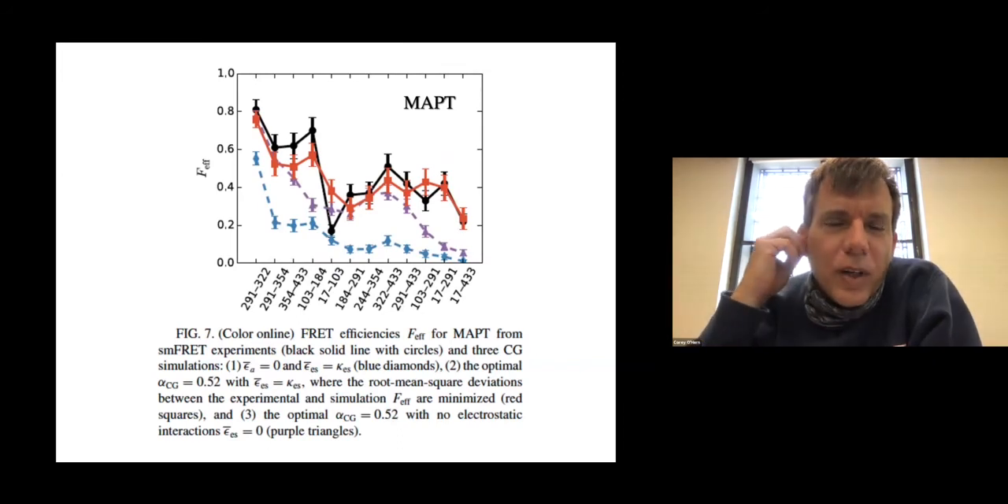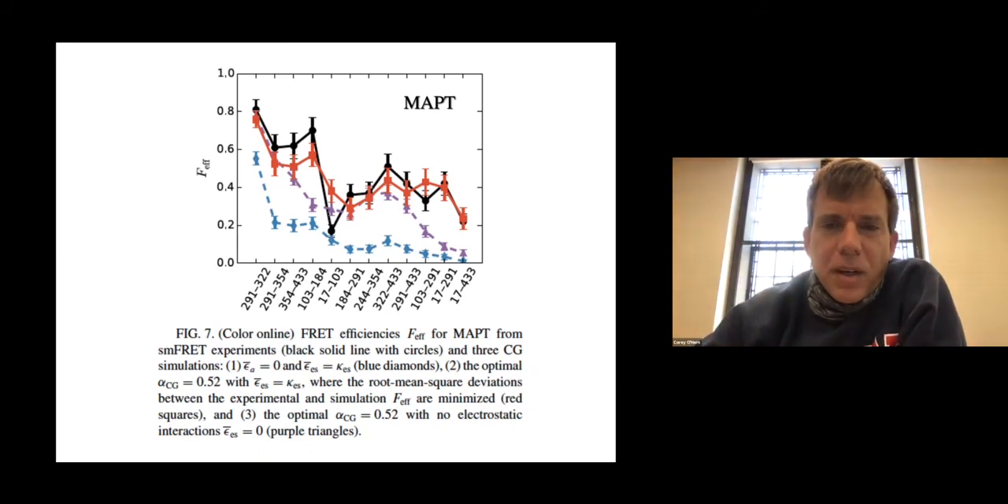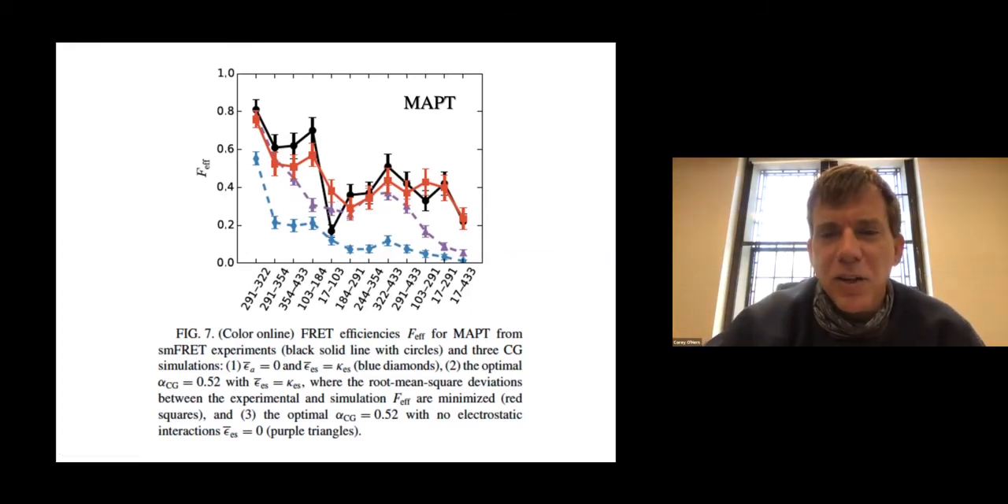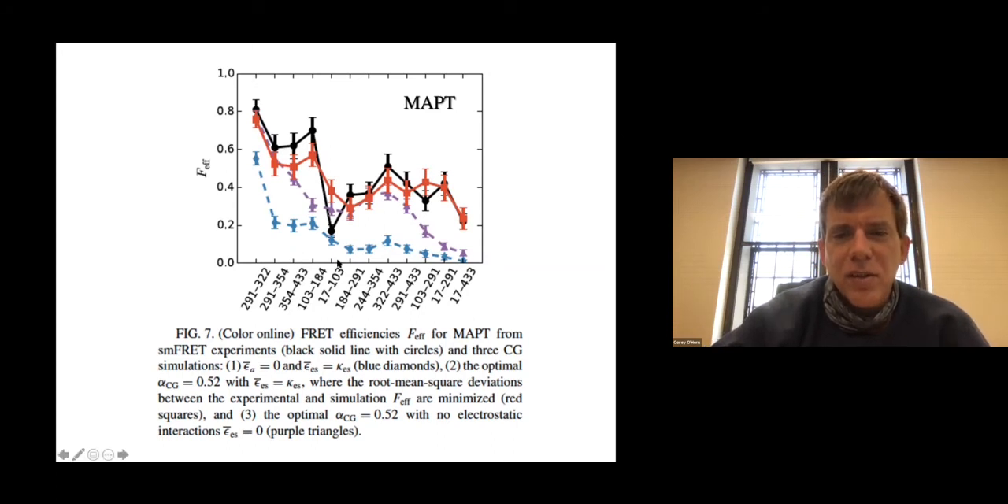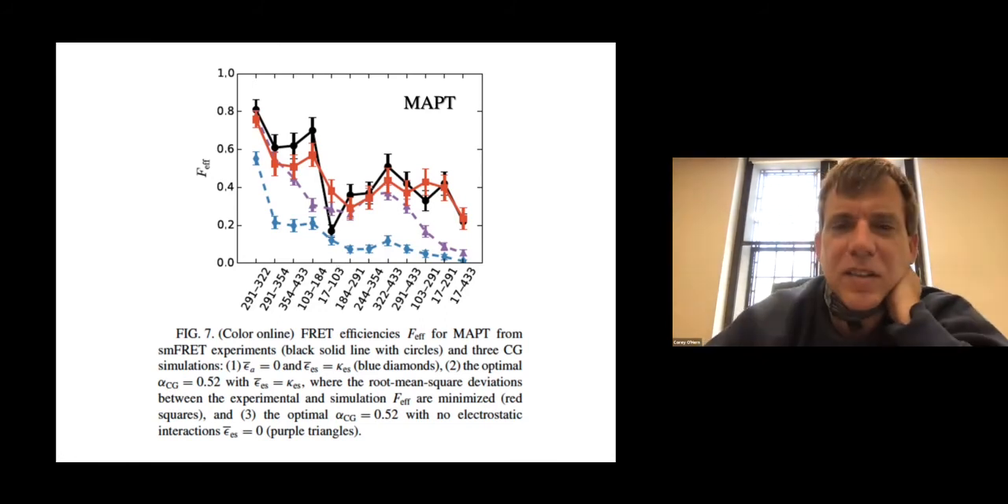Just want to show you the other protein, tau, which is a longer protein. Basically the same conclusions there. The experimental data is in black. The red is the best match, the best balancing between hydrophobicity and charge. The charged model, which is the diamonds, is well below the experimental data. So again, intrinsically disordered proteins need a balance of hydrophobicity and charge.